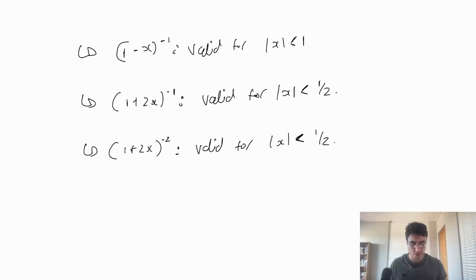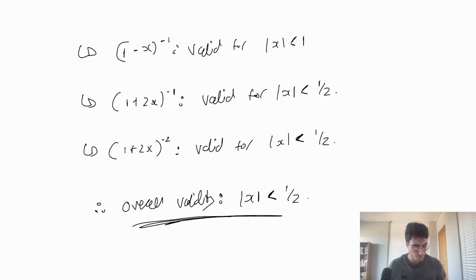Okay, so as a result, as the absolute value of x is more than a half, which is our kind of base case here, we can therefore say that the overall validity, what's that going to be? The absolute value of x is going to have to be smaller than a half. So that's going to be the final answer to that question.